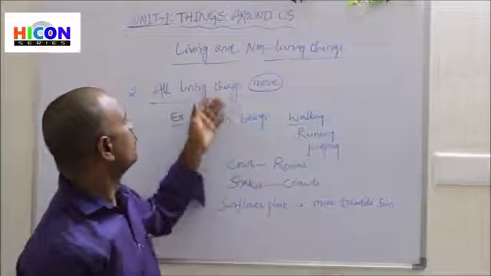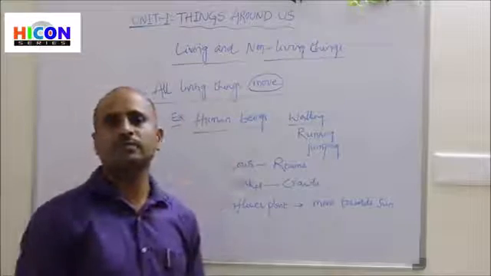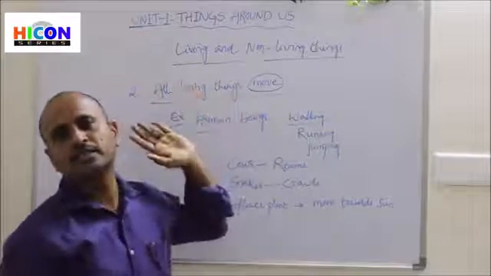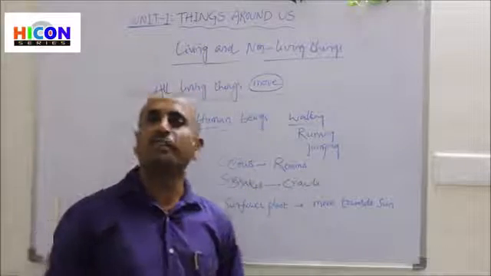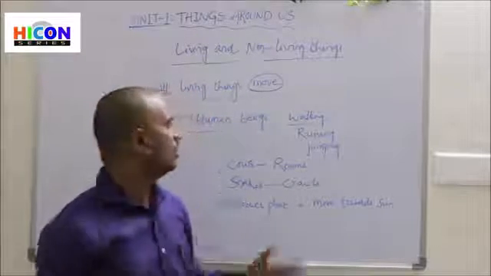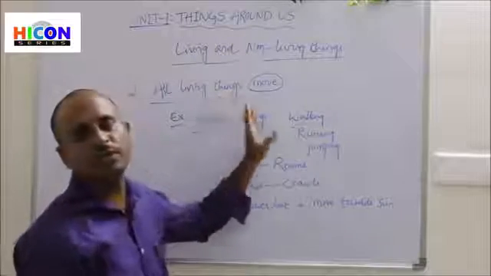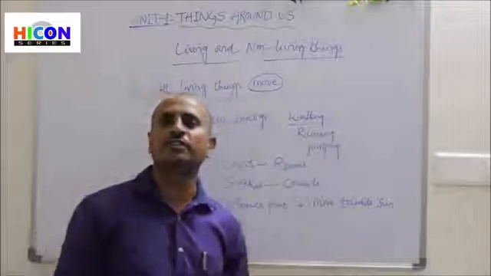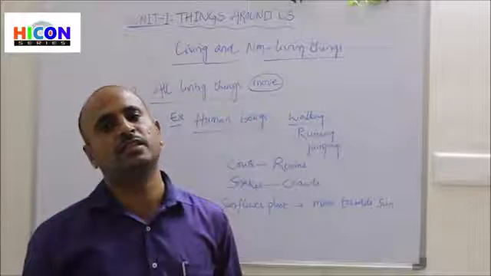Whereas living things will move themselves. So this is the second characteristic which differentiates between living things and non-living things. All living things will move from one place to another place in different ways, whereas non-living things do not move from one place to another place.